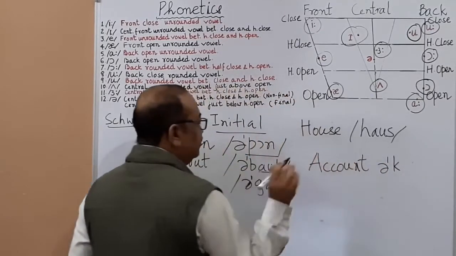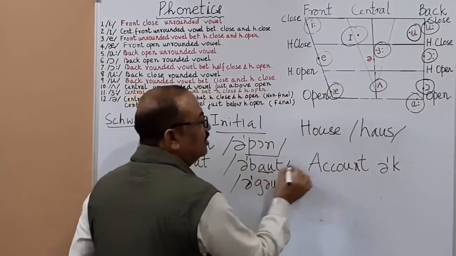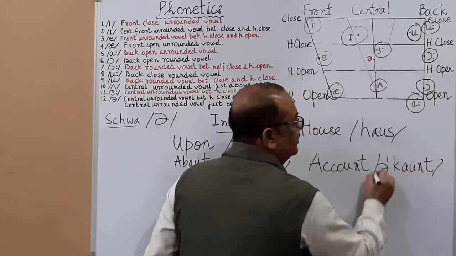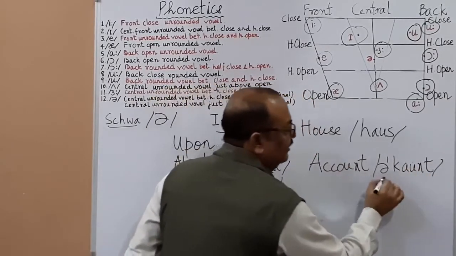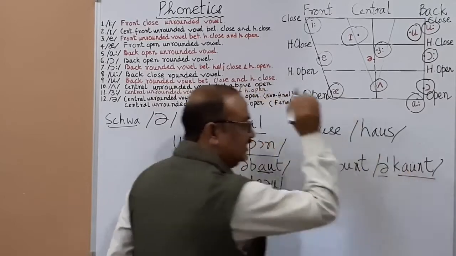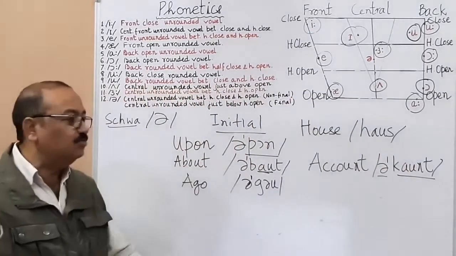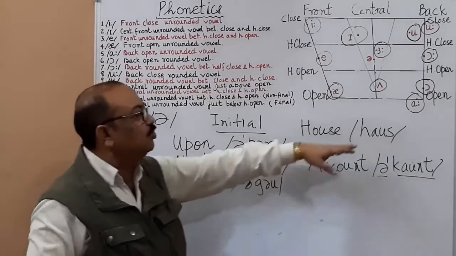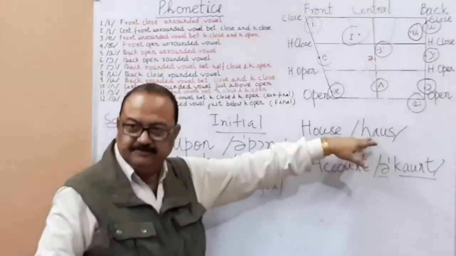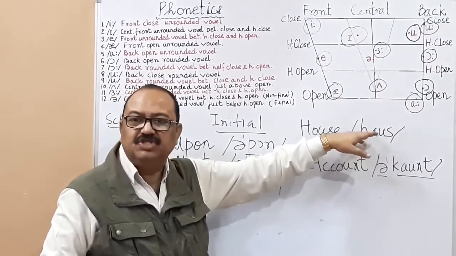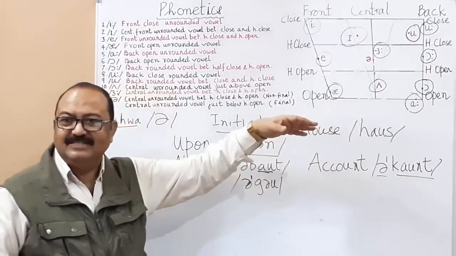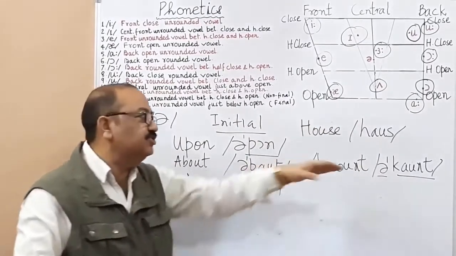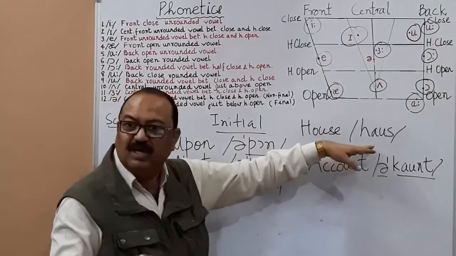Again, notice this. I'm repeating this diphthong. Account. There are two syllables. The second syllable is stressed. You can even pronounce the word yourself. Now, house is monosyllabic. So in monosyllabic words you do not have stress. You have stress only in disyllabic, trisyllabic words, where you have more than one syllable.